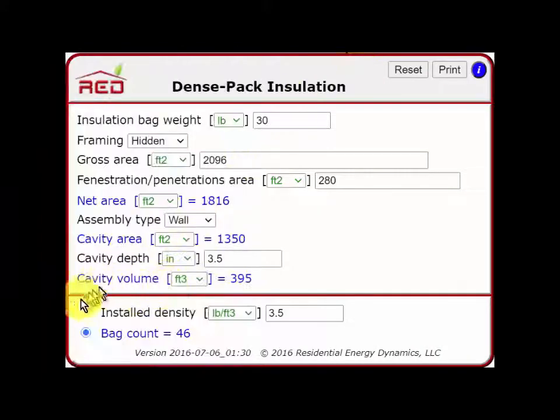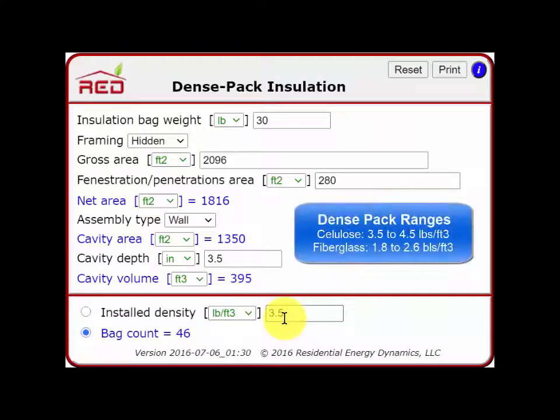Now down to our results. We are solving for bag count. We want an installed density of 3.5 pounds per cubic foot, which is appropriate for cellulose. It would be 3.5 pounds per cubic foot up to 4.5 pounds per cubic foot. The bag count would have to be 46.